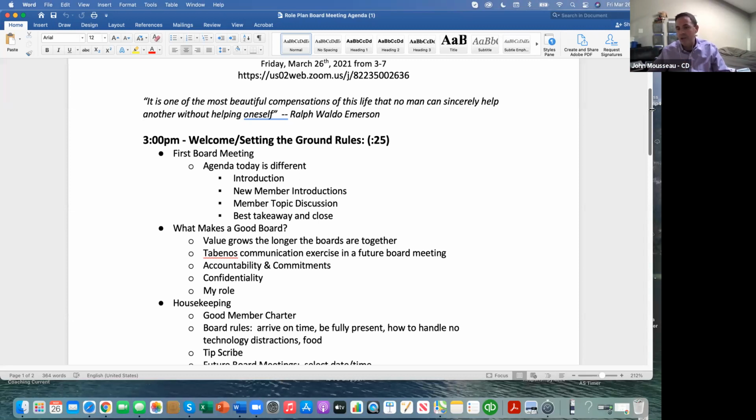We all know confidentiality is really important with TAB. Everybody has signed the NDA. Just so you know, any guest that comes to a meeting, whether it's a potential board member or an outside speaker, everybody has to sign an NDA or they can't come. So as you know at TAB, that's something really important and we cherish that. And I've already gone over my role.